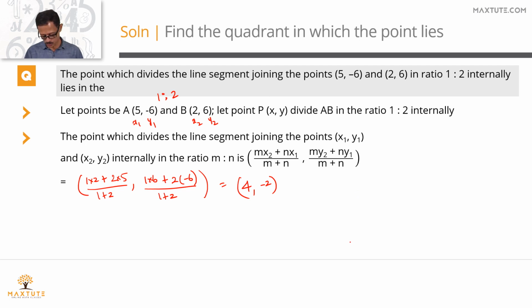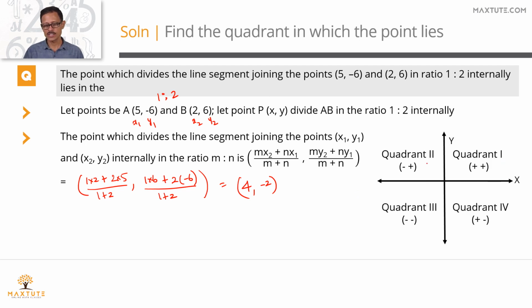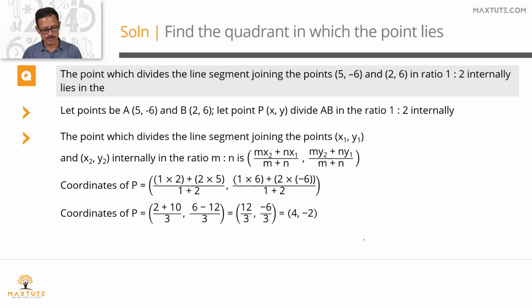Let's quickly draw the rectangular coordinate system and check out what the quadrants are. Quadrant 1, 2, 3 and 4. Which quadrant has x as positive and y as negative? That's the fourth quadrant. So this point lies in the fourth quadrant. Summarize it in printed form.